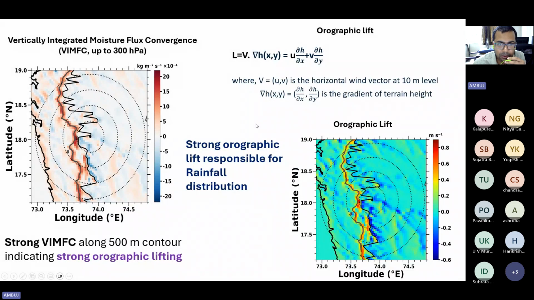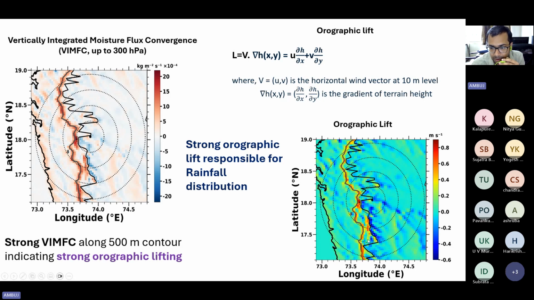and this actually indicates that a strong orographic lifting might be occurring. So we calculated orographic lift using this equation, which is actually the dot product of horizontal velocity and the terrain vector, the gradient of terrain height. In the orographic lift also, we found that the maximum is occurring at the same location where the rainfall maximum is present.